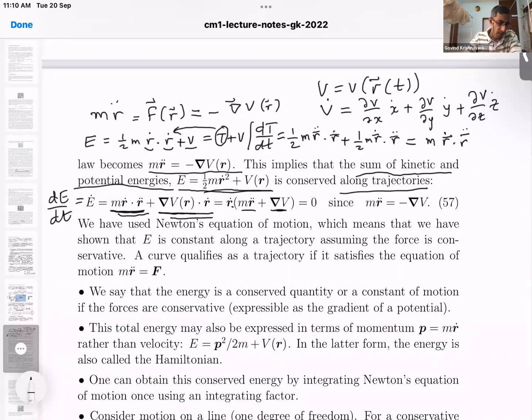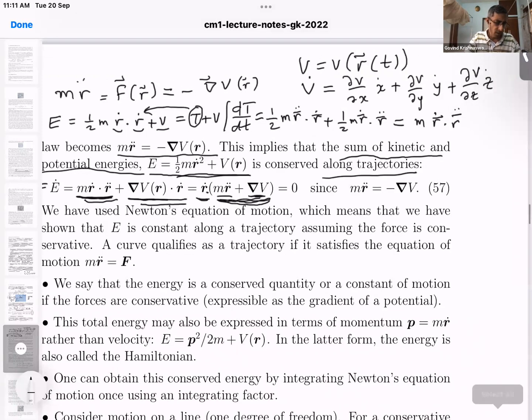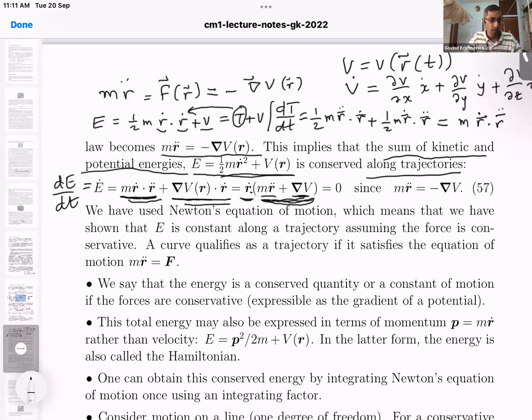So we are almost there. We have shown that the rate of change of this so-called energy is the velocity dotted with a certain vector. Now, do you recognize the quantity in parentheses? What is that? Yeah, it's simply 0, because that is simply Newton's second law, which says mass times acceleration minus the force, but that quantity is 0 by Newton's second law. So using Newton's second law, or the equation of motion, we have shown that E is conserved. We have shown that E is constant along a trajectory.